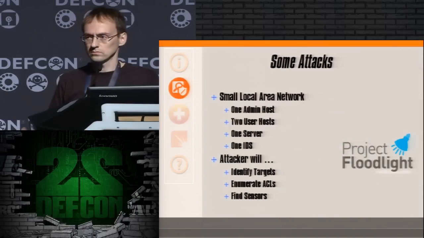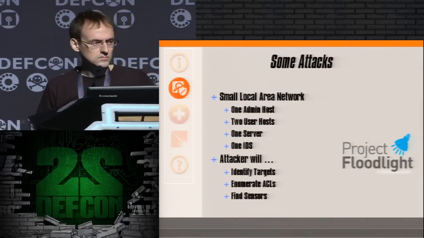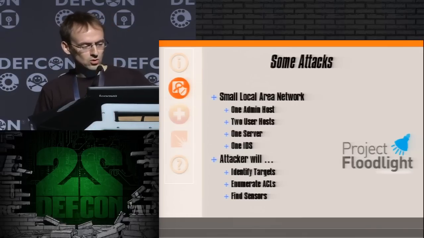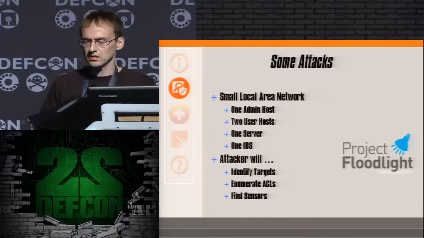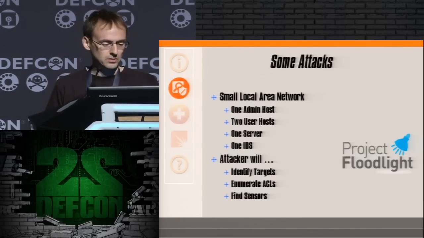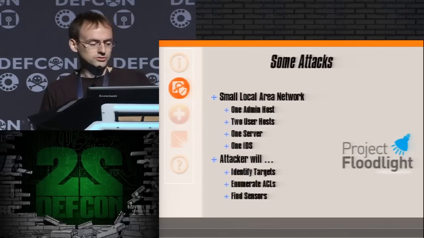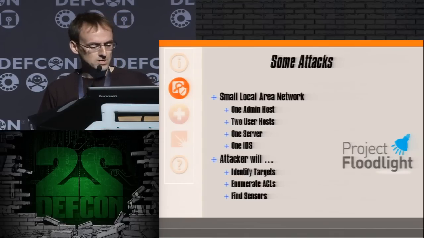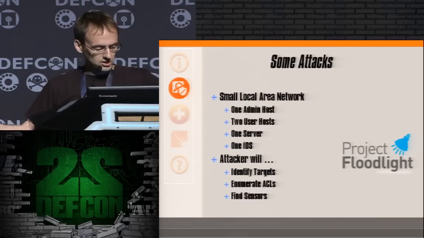Okay. So once you've identified it, you can go about some naughtiness. We have a small local area network there. I've instantiated it in Mininet. It's a great experimentation tool. 1 admin host, 2 user hosts, 1 server, and a sensor which I will call an IDS. So the attacker, me, that's the fun stuff, so I'm going to do it here.